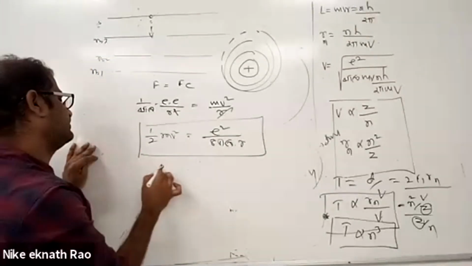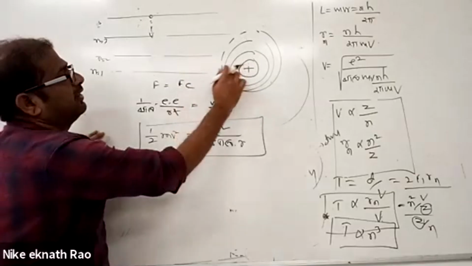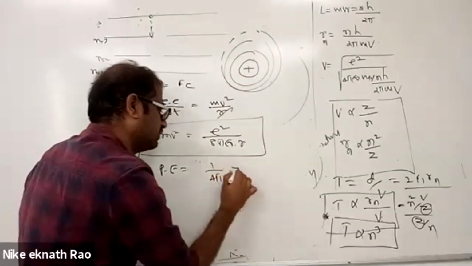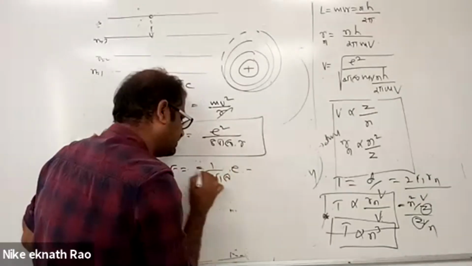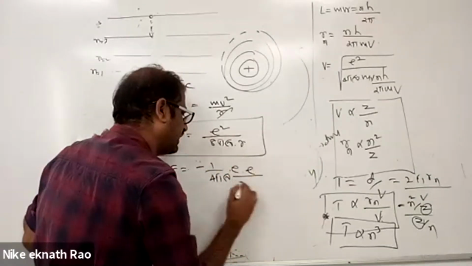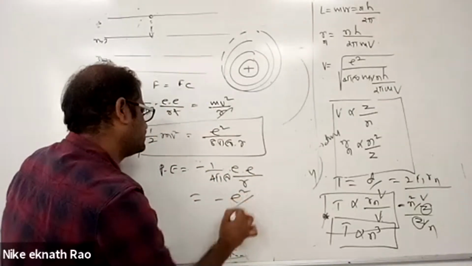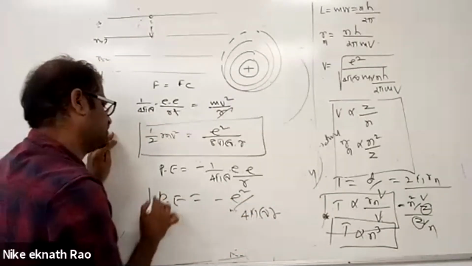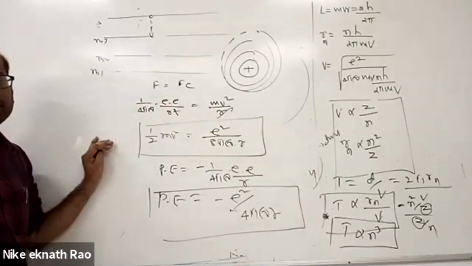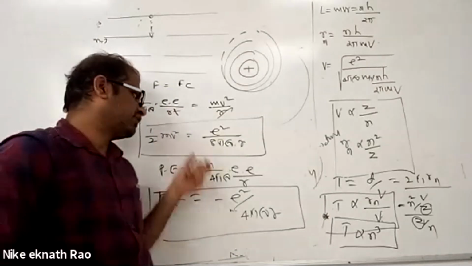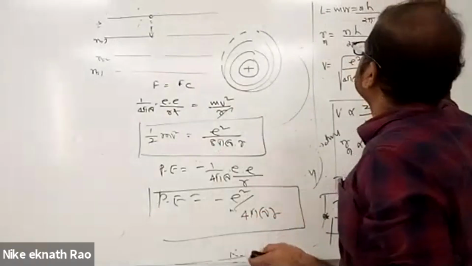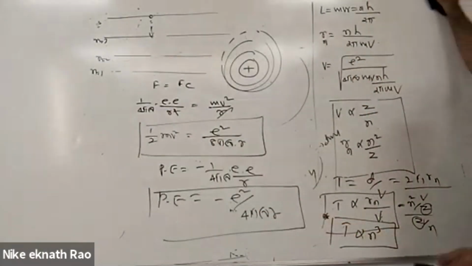What will the potential energy be? Potential energy is 1 by 4 pi epsilon naught q1 q2 by r. The charge of the electron is negative, so this will be minus e square by 4 pi epsilon naught r. This is the potential energy. Yes or no? Potential energy is negative, kinetic energy is positive. Is the total energy positive or negative?